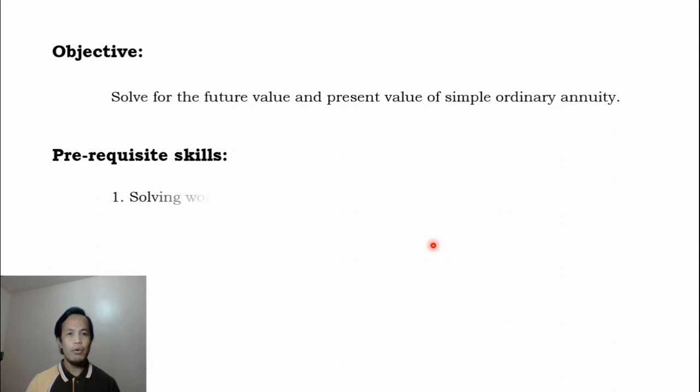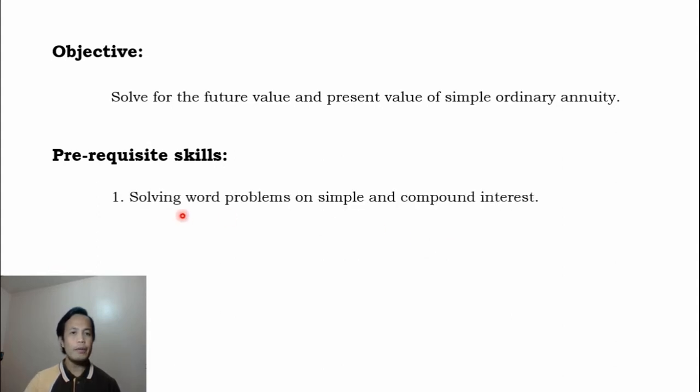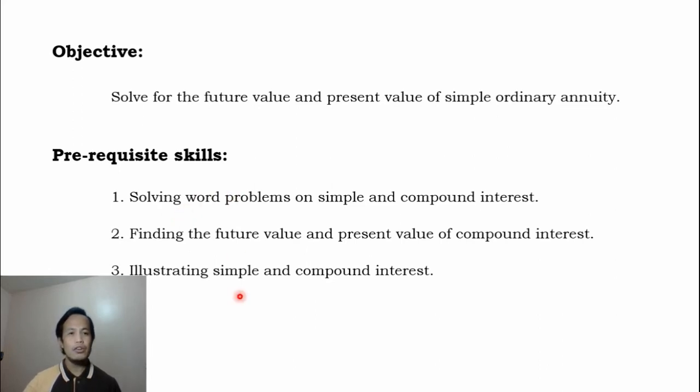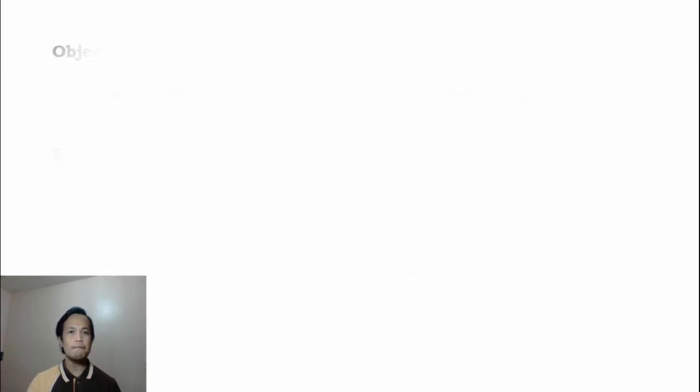This topic requires us to have prior knowledge in the following: number one, solving word problems on simple and compound interest; number two, finding the future value and present value of compound interest; and number three, illustrating simple and compound interest. I already have videos about these lessons, so you better watch those videos so that you can relate to this topic.